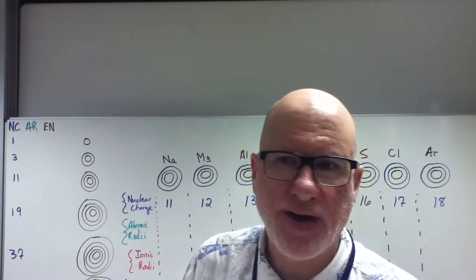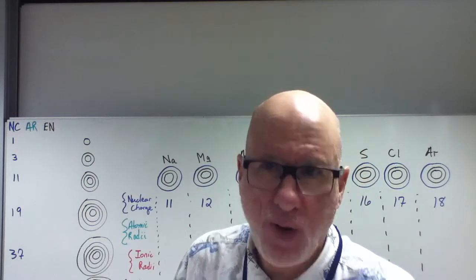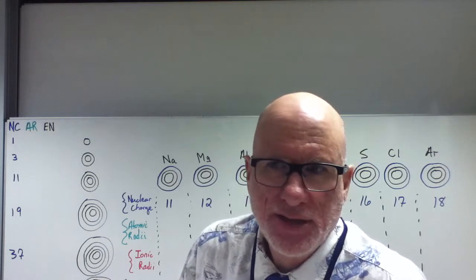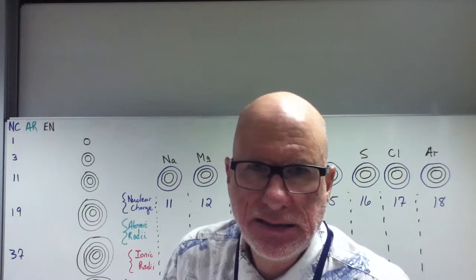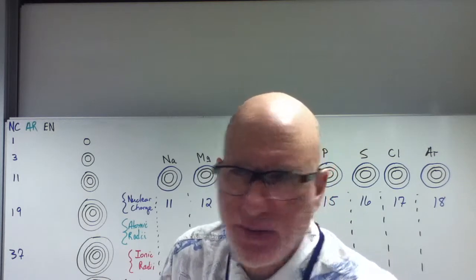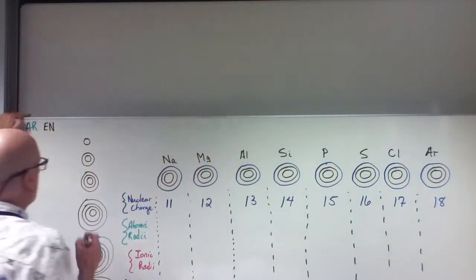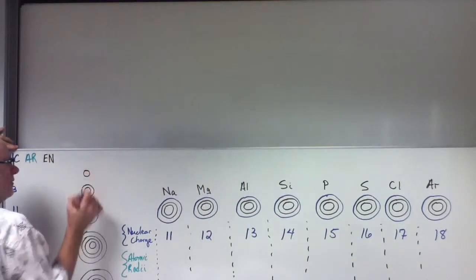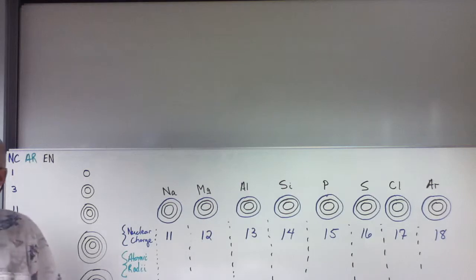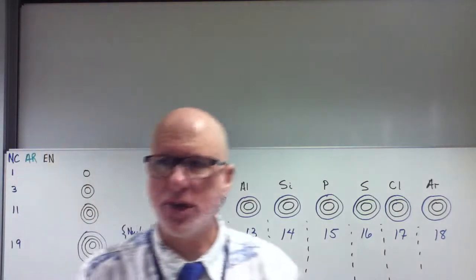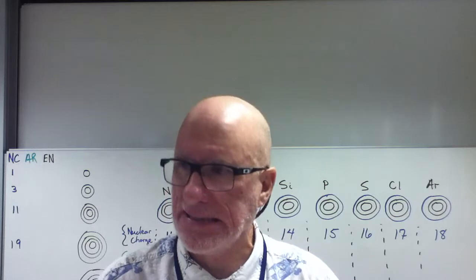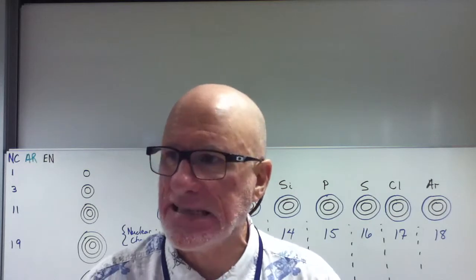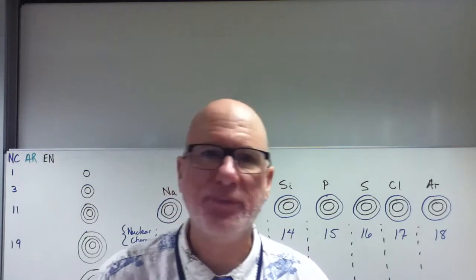What's the nuclear charge of hydrogen? +1, right? Does it have any neutrons? No, it's just a proton. So the nucleus here is going to be pretty small, just a dot. Probably less than a dot. Now, as I go down, I'm going to be adding the protons, but I'm also going to add some neutrons in there. For instance, what's the mass number for lithium?